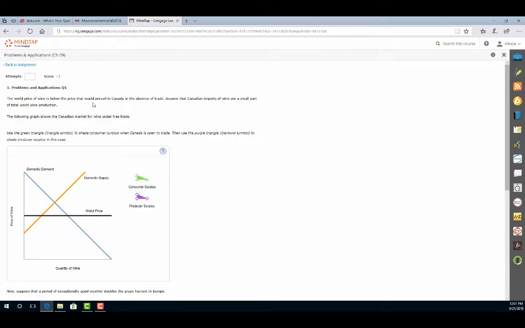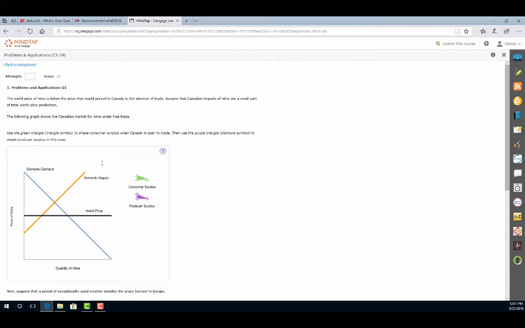All right, so as a reminder on all of these questions, you always want to read the question one time, I would suggest. Kind of look at what it's giving you, the information, and then go back and reread the question. So this is on trade, and a brief reminder on how to interpret these diagrams. So you're given a diagram below, so it has domestic demand, domestic supply, and you're told this is Canada. So this is Canada, and they're producing wine. So it says the world price of wine is below the price that would prevail in Canada in the absence of trade.